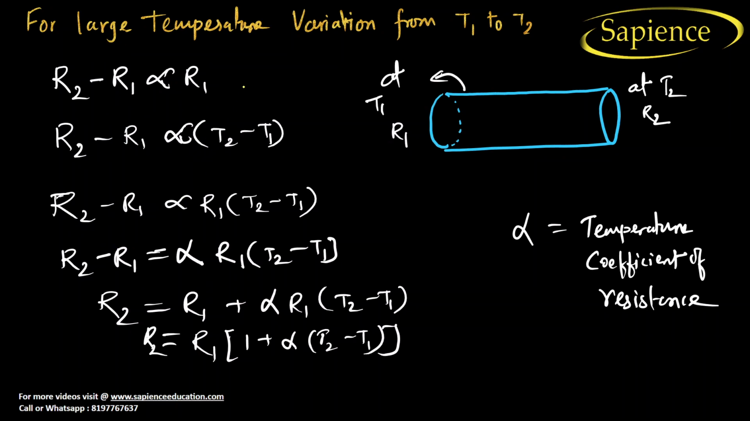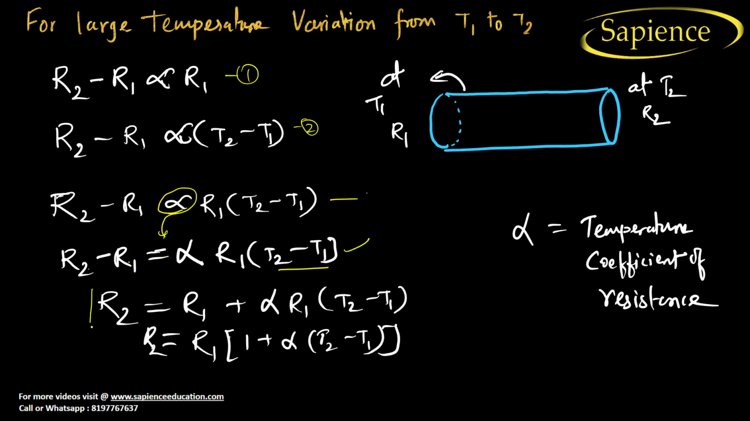Now, if we combine these two, what are we getting? R2 minus R1 is directly proportional to R1 into T2 minus T1. Now, if you remove the proportionality sign and put in the constant, what will happen? R2 minus R1 is equal to alpha R1 into T2 minus T1. Okay.